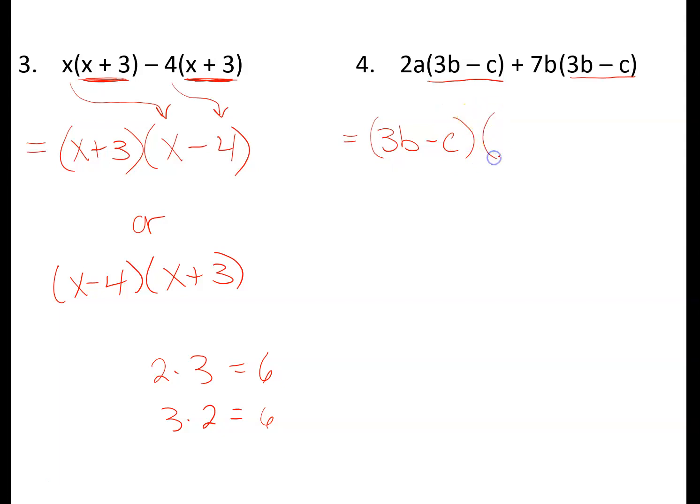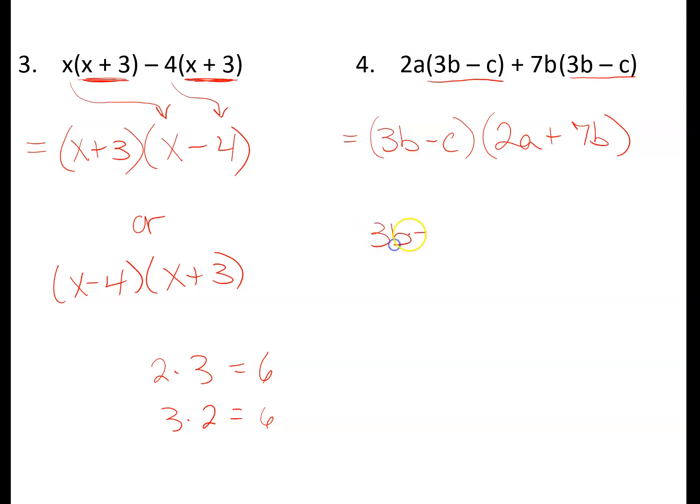And then we open. And the shortcut is whatever's left in front after you take that 3b minus c out is going to go here. So that's the 2a and the plus 7b. So every time it's going to work that way. And it is the result of what you get when you divide each term by that 3b minus c.